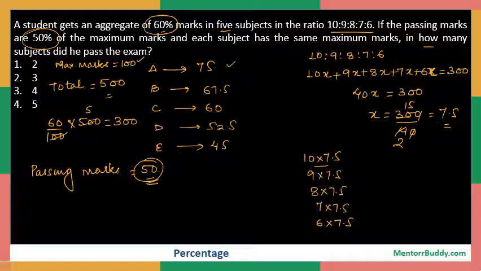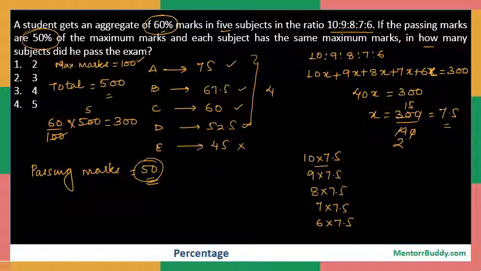So as we can see, 75 is greater, 67.5 is greater than 50, 60 is greater than 50, 52.5 is greater than 50, but 45 is less than 50. So in how many subjects has he passed? He has passed in 4 subjects, and therefore the answer is option number 3. So this is how we can solve a question of this category.